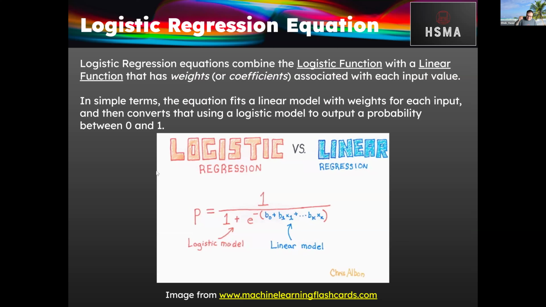So that's what a logistic function is doing. And basically what a logistic regression does is it combines that logistic function, that way of mapping values on an S-shaped curve so that we can get a kind of classification probability out of it. It combines that with a linear function that has weights, or if you come from a stats background, you may have heard them referred to as coefficients, which are associated with each input value. And basically, those weights or coefficients determine how important each of your inputs are to determining the probability that it belongs to a particular class.